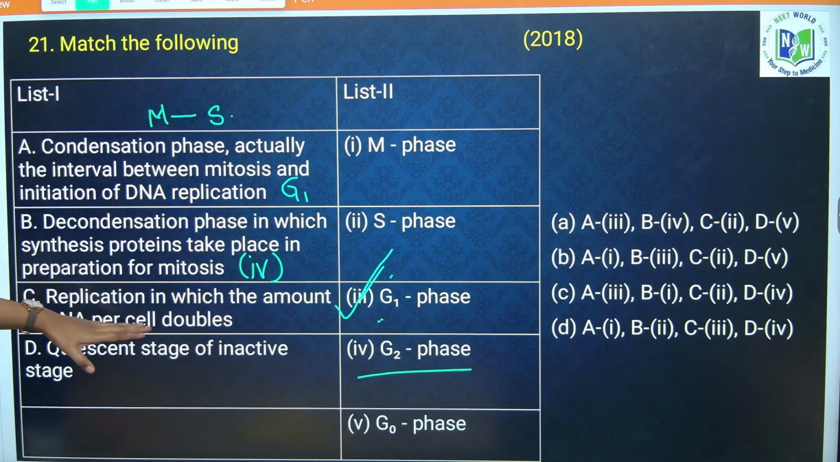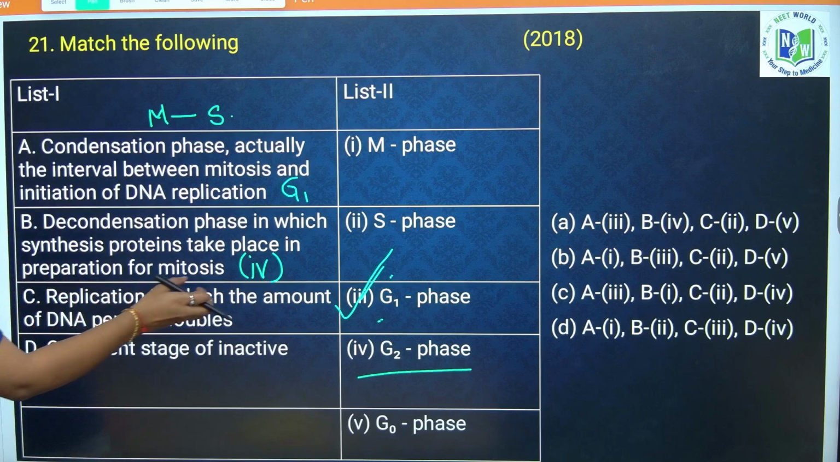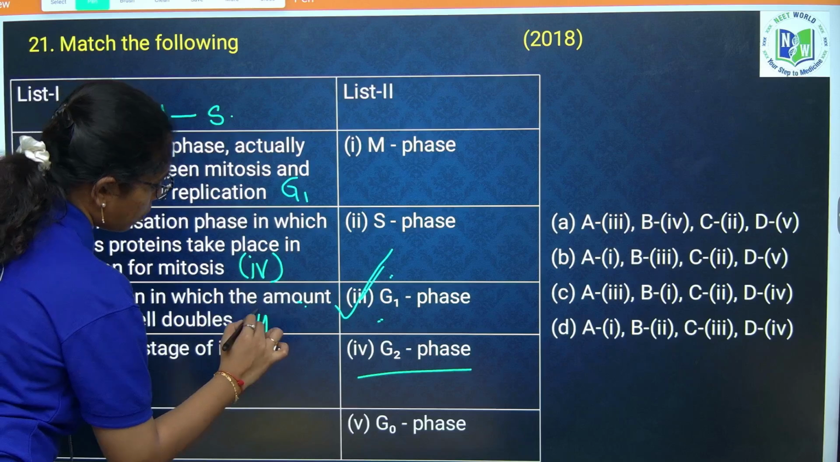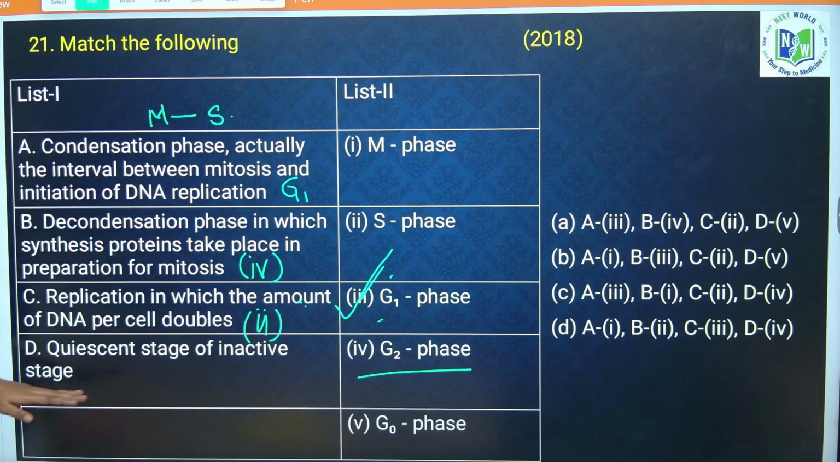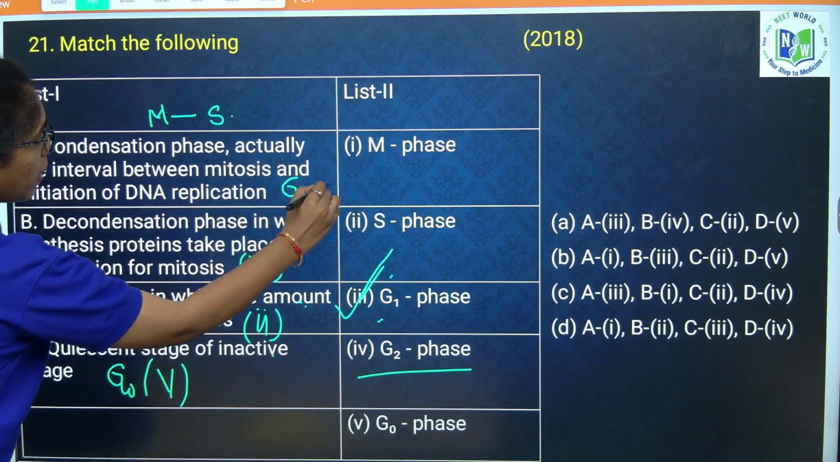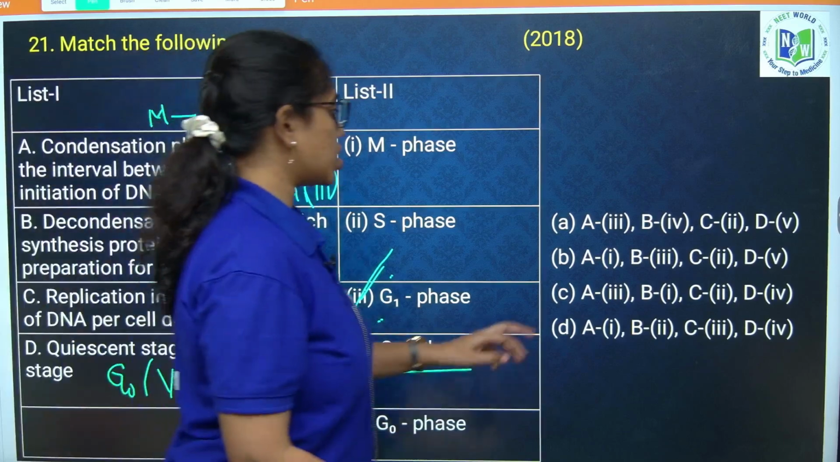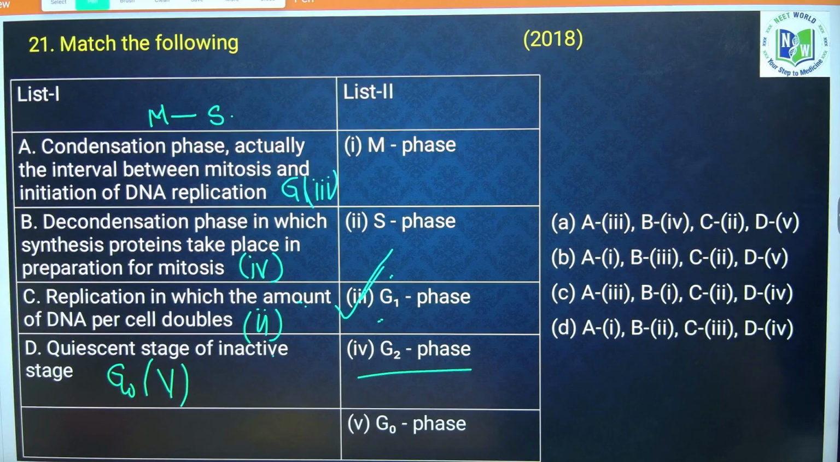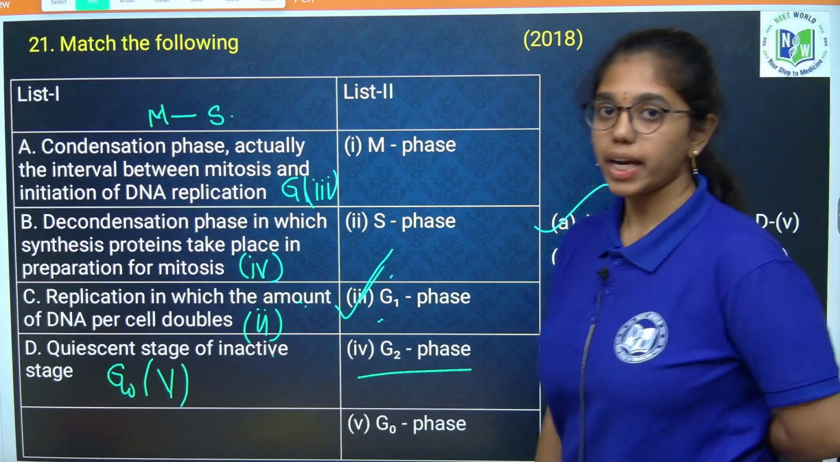Next, replication in which the amount of DNA per cell doubles occurs during S phase, that is option 2. Next, quiescent stage or inactive stage. Quiescent stage is the G0 phase, so it is option 5. G1 is option 3. Then the flow of options is A3, B4, C2 and G0, that is 5. Option A is the correct answer.